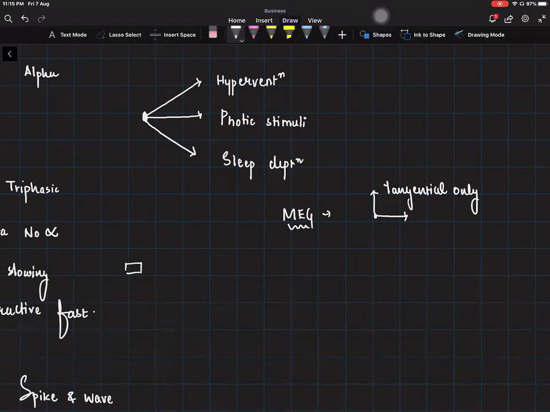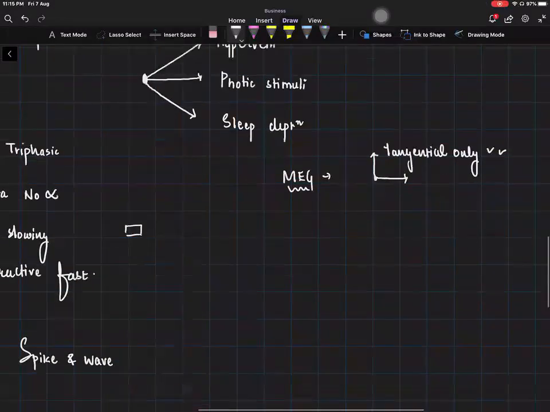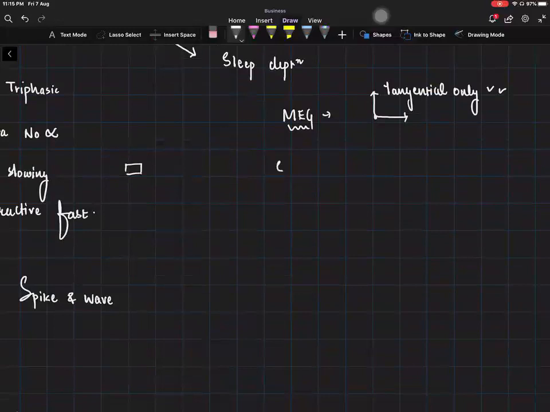So it focuses essentially only on the tangential current, and that's why it gives us a comparatively clearer picture. Just to put things into perspective, initially it was all about structural brain imaging. Even if you say it's a CT scan or an MRI, these are essentially structural brain scans, whereas EEG, you can say, is the first functional brain scan.